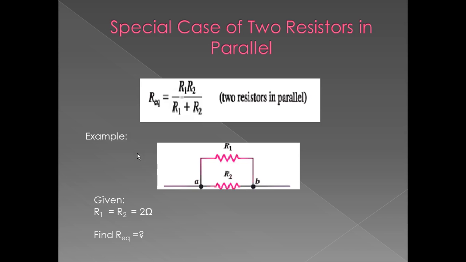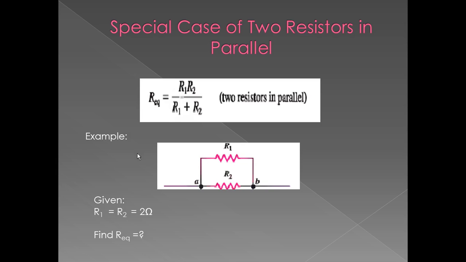Okay, so let me describe to you a sample problem. For example, R1 is equal to R2 is equal to 2 ohms. So what would be R equivalent? R equivalent is simply 1 over 2 plus 1 over 2. So that is 1 half plus 1 half, which is equal to 1. That would be equal to 1 over R equivalent.